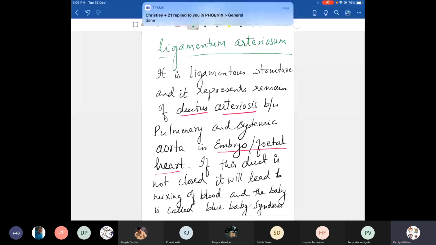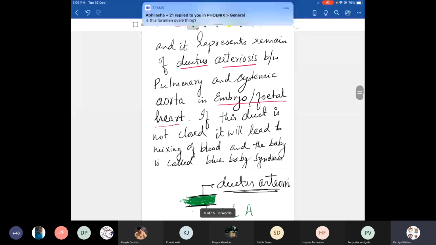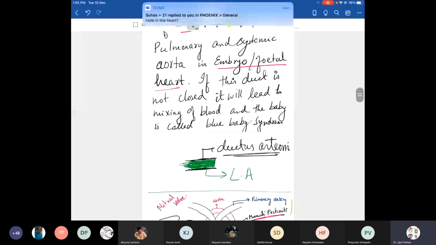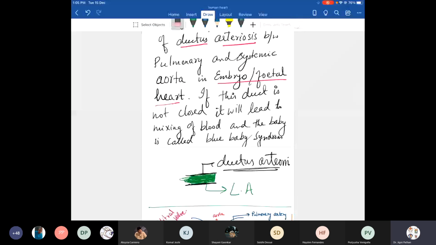Done? Okay. Now listen. Is the foramen ovale the thing? Okay, no, that is different. We'll come back to foramen later. Yes, a hole in the heart, but not that foramen. This is a different one. Listen to this.